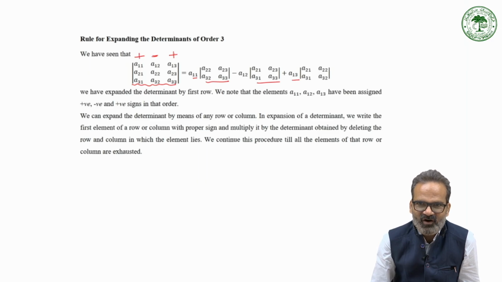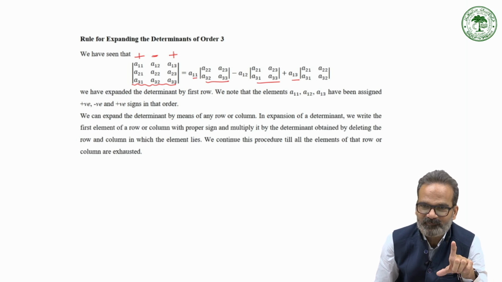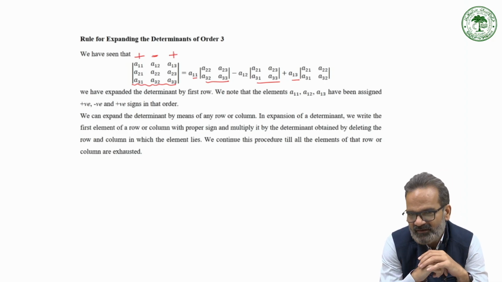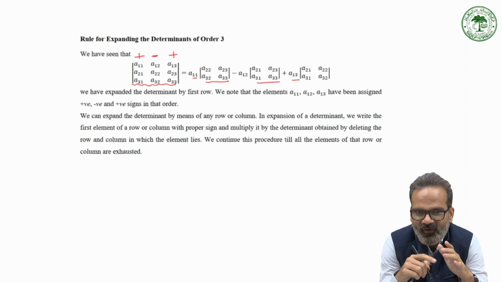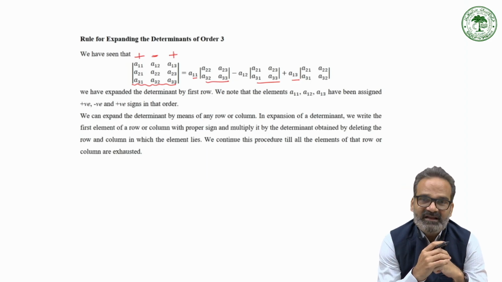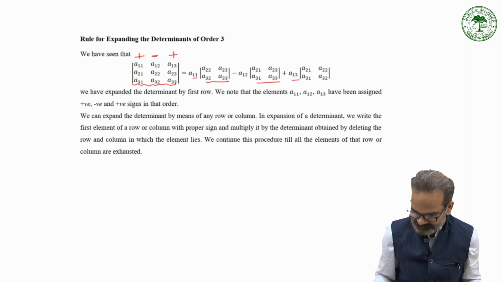In the expansion of a determinant, we write the first element of a row or column with the proper sign and multiply it by the determinant obtained by deleting the row and column in which the element lies. We continue this procedure till all the elements of that row or column are exhausted. Clear? So this is the best way to find the value of a determinant of order 3. Clear?